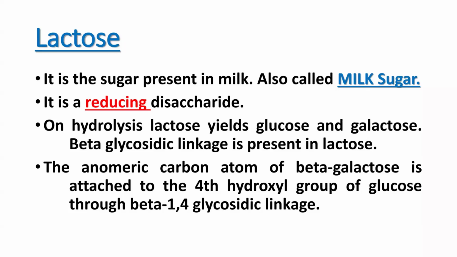So that is to tell you that the anomeric carbon of the glucose is still available. It's not involved in the formation of the glycosidic bond. And that is why lactose is considered a reducing sugar, because there is a free aldehyde group from the glucose. And it's made up of glucose and galactose.